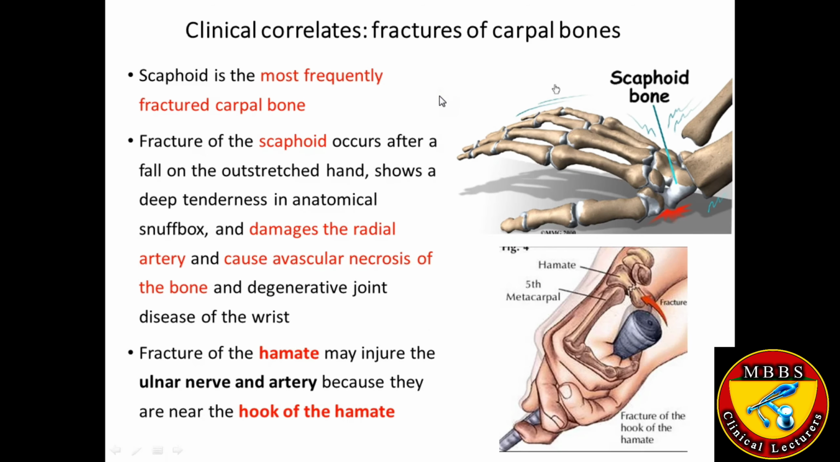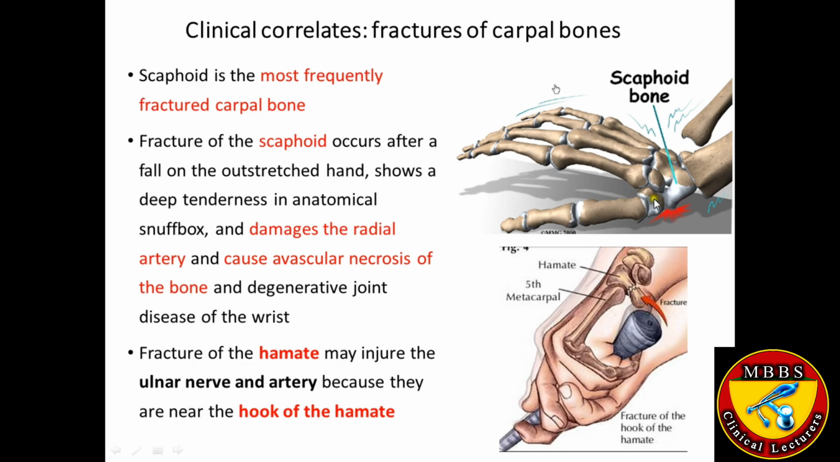Then the fracture of the carpal bones. Scaphoid is the most frequently fractured carpal bone, and fracture of the scaphoid occurs after a fall on an outstretched hand. It shows deep tenderness in the anatomical snuffbox area, where the radial artery is crossing, and there is a chance to damage the radial artery and cause avascular necrosis of the bone, obviously.